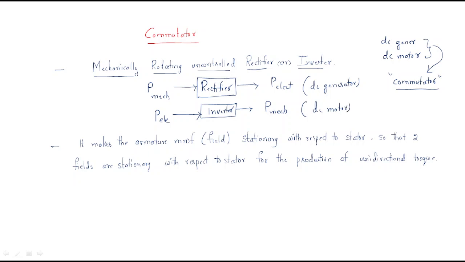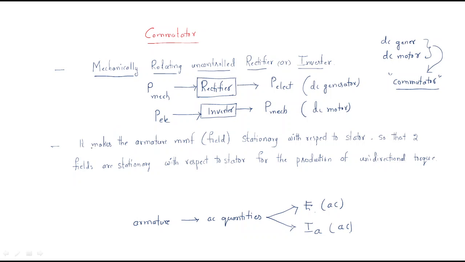Otherwise it is not possible, because the most important thing is, although it is a DC machine, armature conductors have AC quantities. That is very, very important. The armature has two quantities: it develops EMF and it develops current. It is an AC EMF and an AC current. So that's why it is very, very important that the conversion from AC to DC, and from DC to AC, is only done by the commutator.